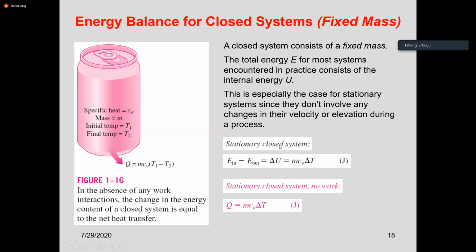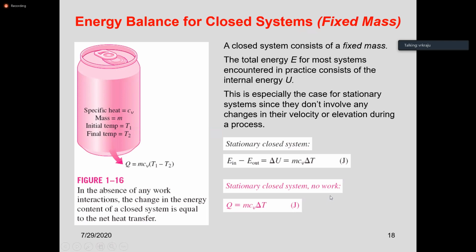So for a stationary closed system, since there is no mass entering and leaving, E in minus E out is nothing but the change of internal energy of the system only. Since there is no mass transfer across the system boundary, there is no VdP work, only PdV work is there.